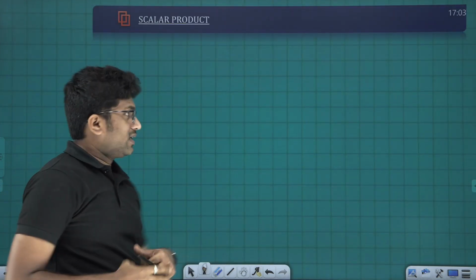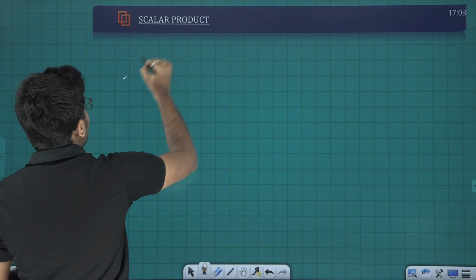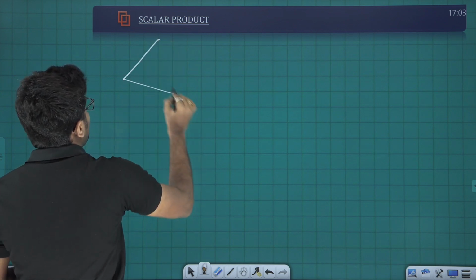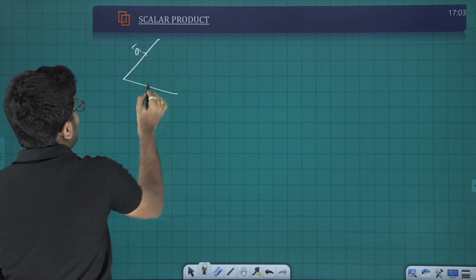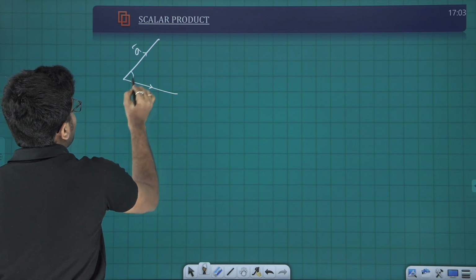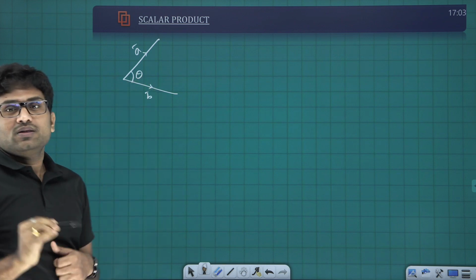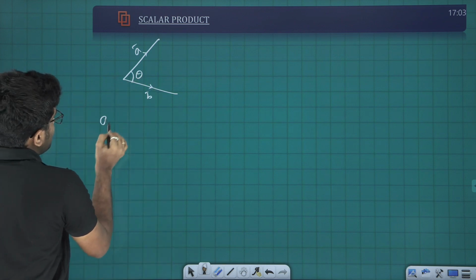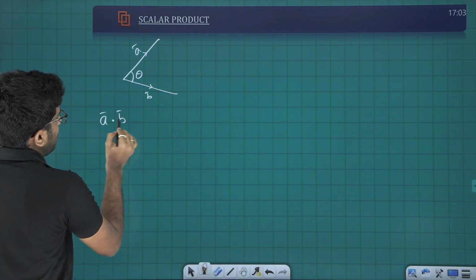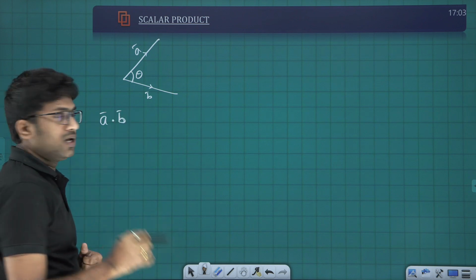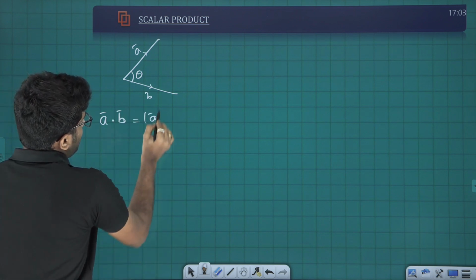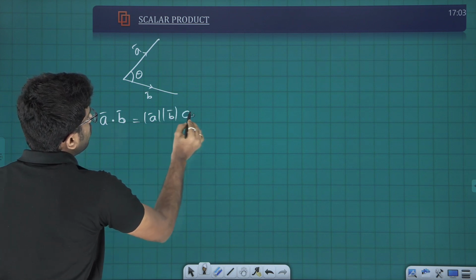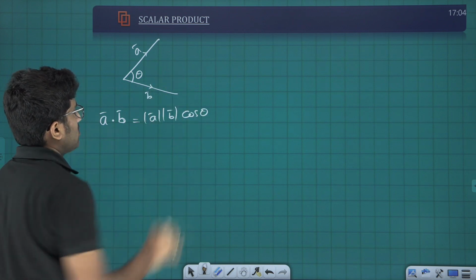Scalar product of two vectors. Let's say A bar and B bar are any two vectors, friends, such that the angle between them is some theta. Then the scalar product of these two vectors is denoted as A bar dot B bar, which is given by mod A into mod B into cosine of the angle between them, that is cos theta.